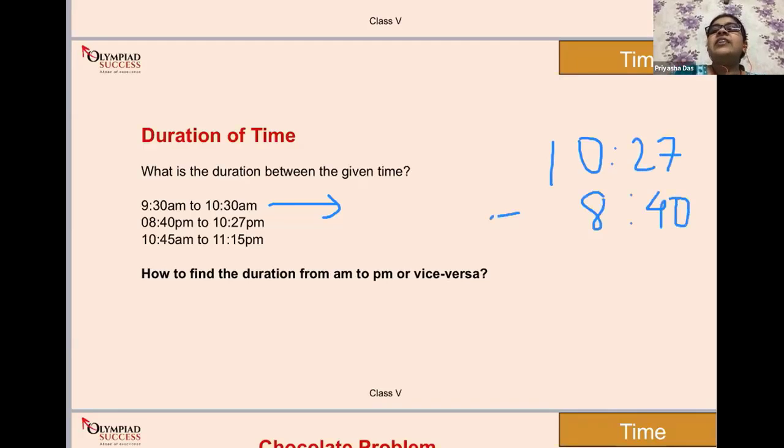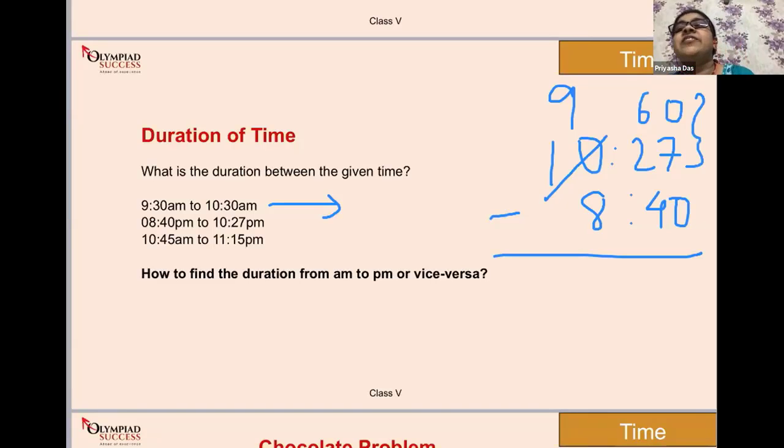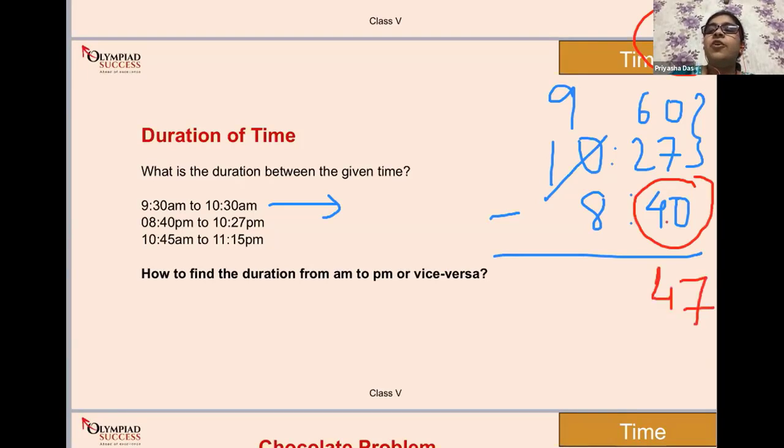I will subtract it. I will borrow. I will get 60 more. I will get a total of 87 at the top. 60 plus 27 gives us 87. And when I subtract 40 from 87, what will I get? I'll get a 7, and 8 minus 4 will give me a 4. So, ma'am, the answer will be 1 hour 47 minutes. Yes or no? Will that be so easy?